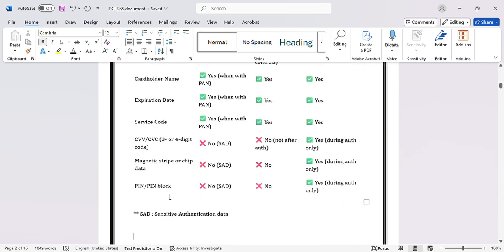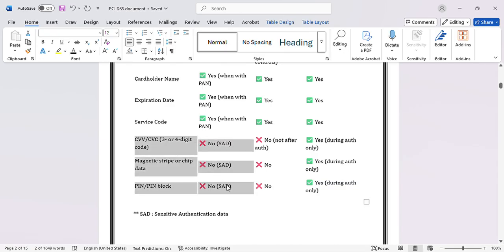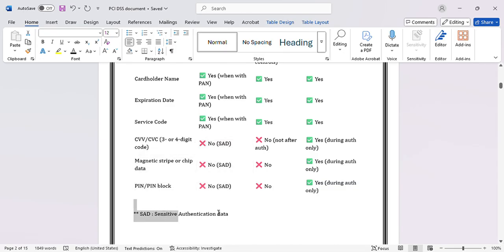What if a vendor is processing only CVV details? Then no cardholder data would be treated as processed. Magnetic stripe or chip data, no cardholder data would be treated. If a company or vendor is storing the PIN details of customers, then no CHD would be considered. But these last 3 data would be considered as highly sensitive authentication data.